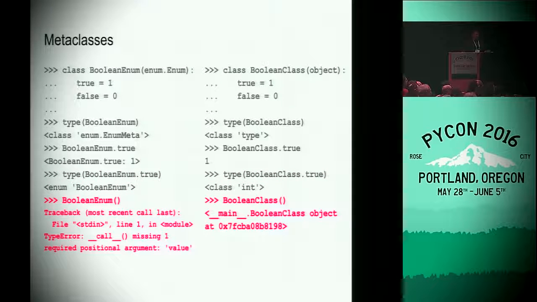And if we try to make an instance, we see on the right, we could make an instance of our class fine. On the left, the Boolean enum works different. And at first glance, you might think, oh, it just had an init. If you read the traceback in detail, you see that it's not just that, it's that Boolean enum works fundamentally different.